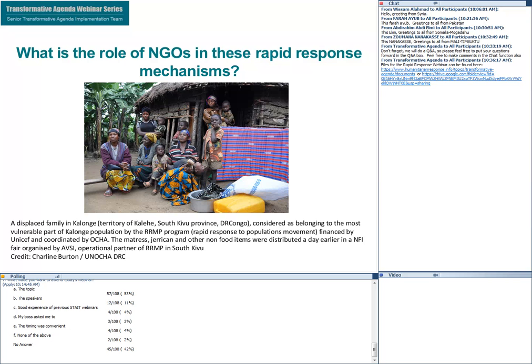Just to give you an idea, in 2014, more than 400 multi-sectoral assessments were realized, 600,000 people were assisted in NFI, 400 in health, 300,000 in WASH, and 170,000 in education.